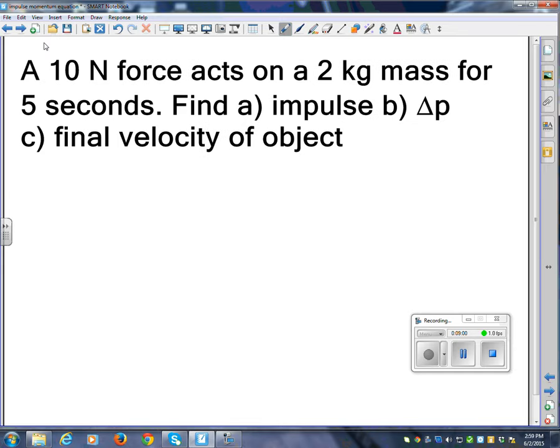What about a 10 Newton force acting on a 2 kilogram mass for 5 seconds? Find the impulse, find the delta P, and find the final velocity. Impulse is just the F delta T part, which is labeled with a J.